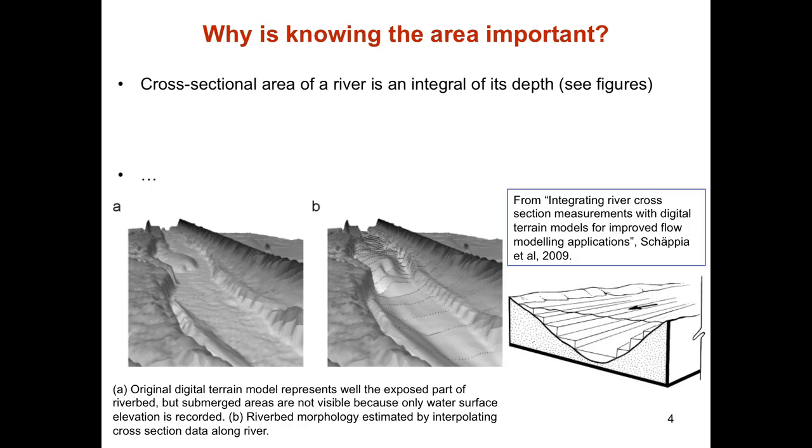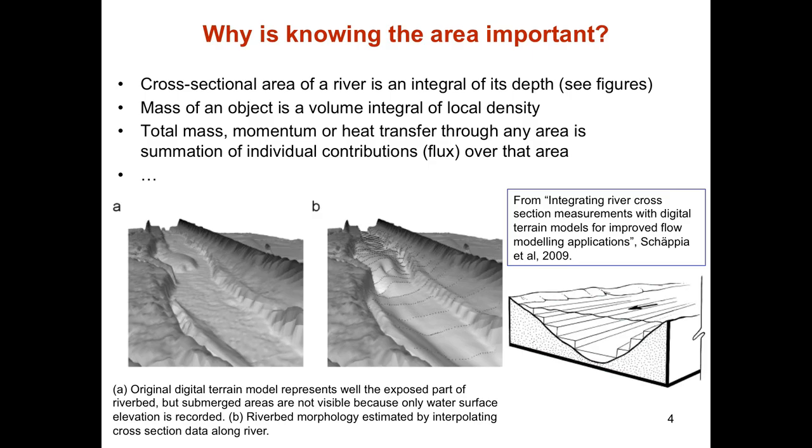Now, here are some examples. So this is, for instance, a cross-sectional area of a river. This is riverbed. Okay. And these days, there's a lot of different tools that you can use. There's LiDAR. There is all kinds of measurements that can actually give you this profile. So this profile that is shown here is actually digital terrain model based on the measurements. So you could also look at the mass of an object. It's a volume integral of local density.